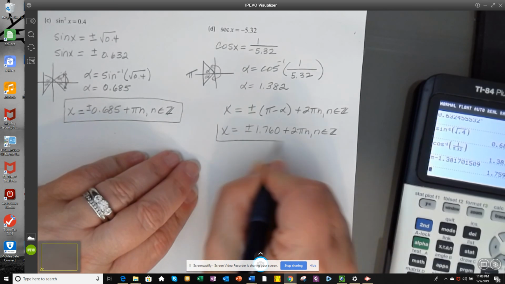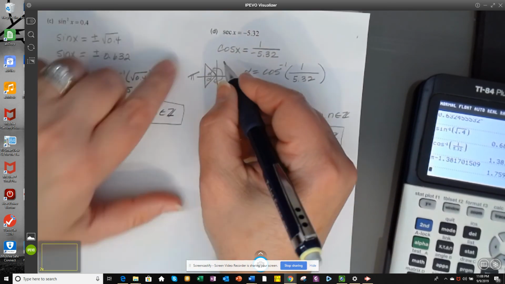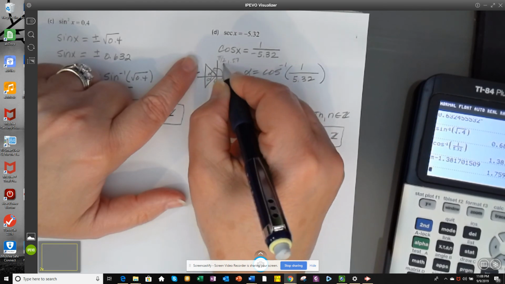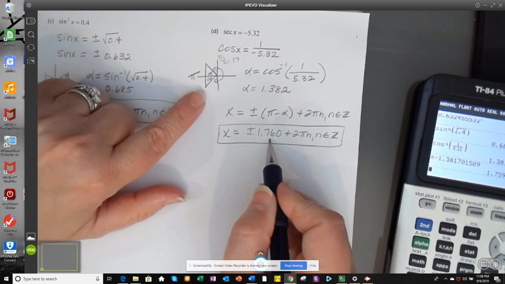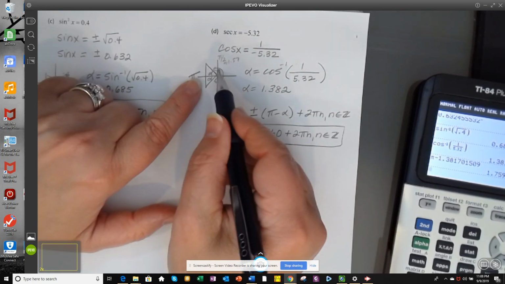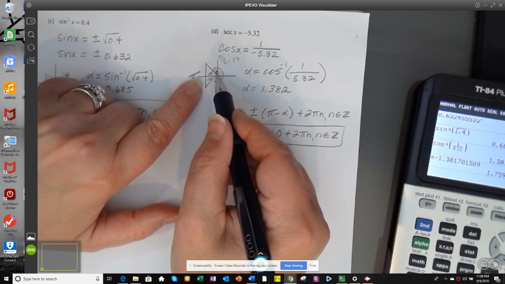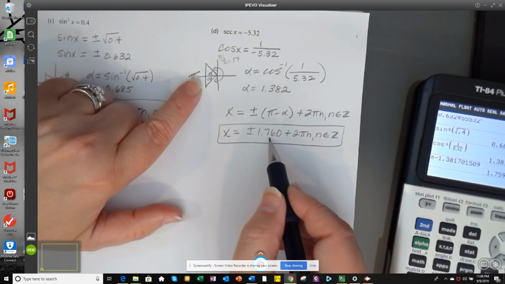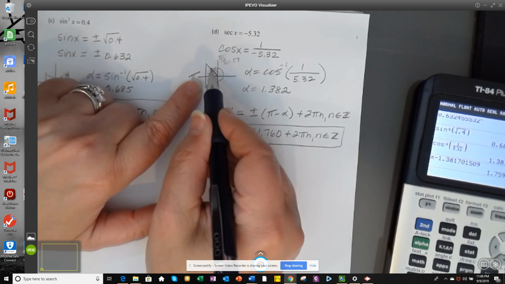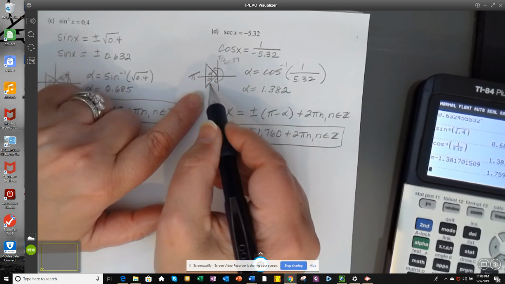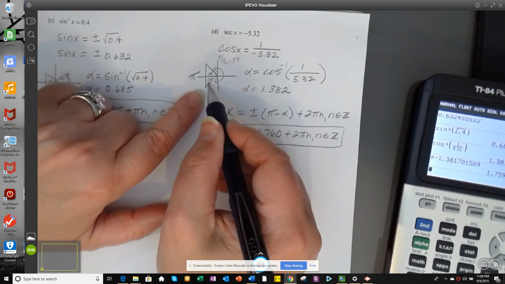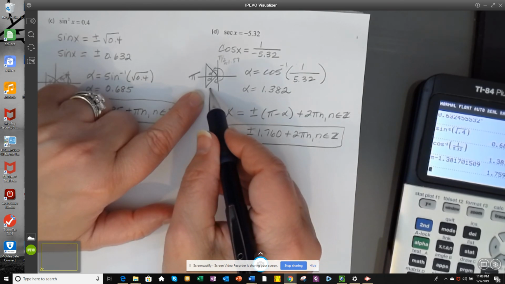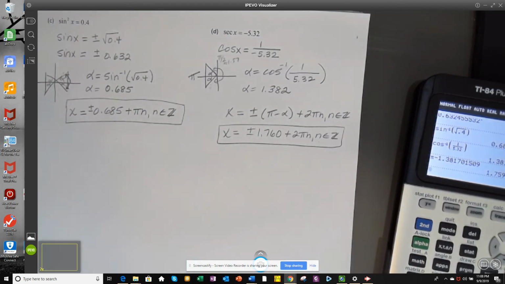Now let's see if this works, our solution. Remembering that this is pi over 2 up here, which is 1.57 approximately. So 1.76 is definitely a second quadrant angle in radians. So the positive, and to hit it again, I'd have to go around 2 pi. So the positive 1.760 plus 2 pi n hits every one of them in the second quadrant here. And then the negative 1.760 plus 2 pi n every time will get me all the negative ones. So that works. Okay?